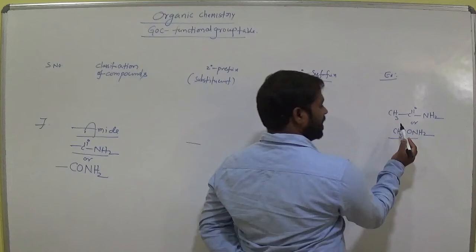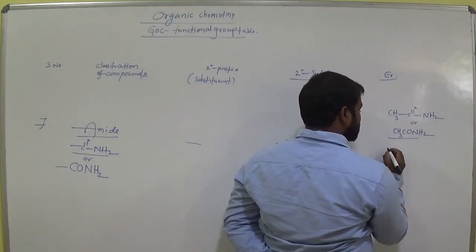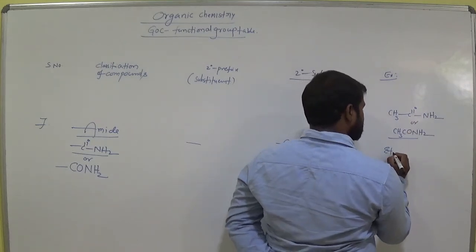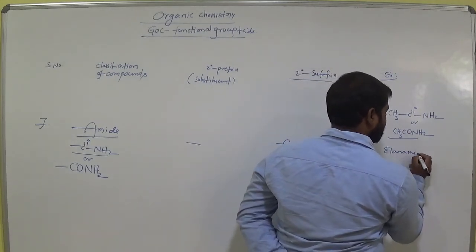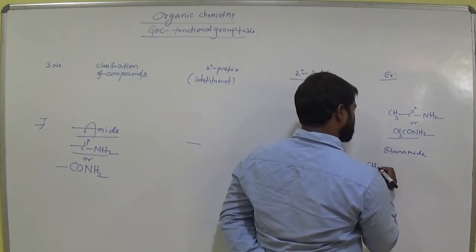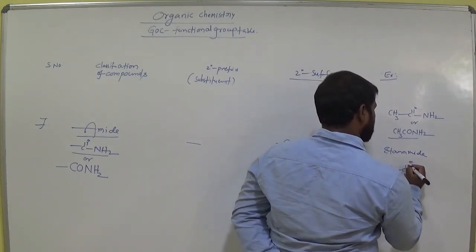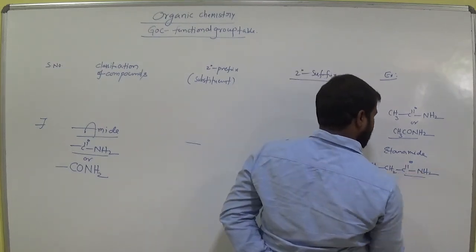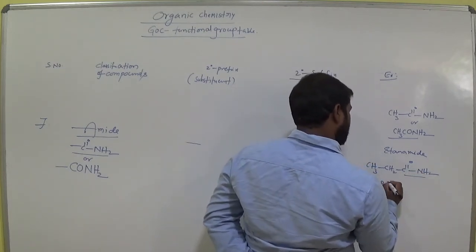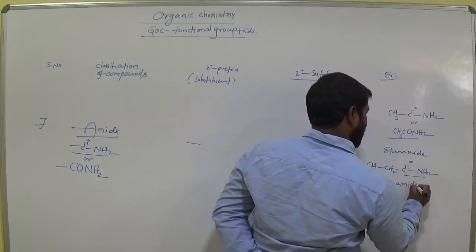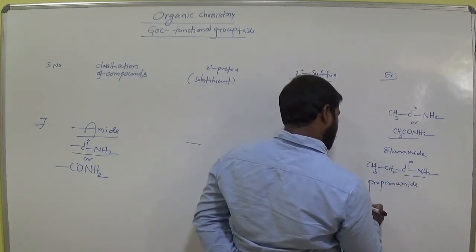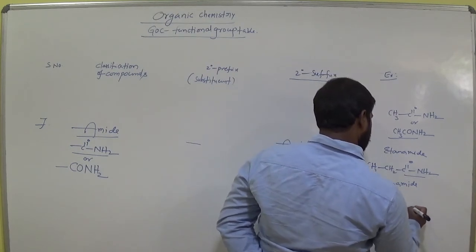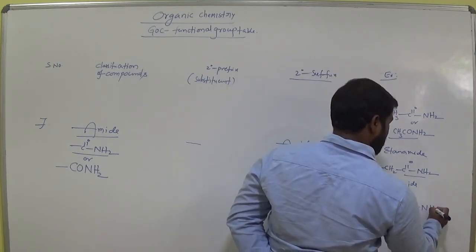Next, how many carbons are here? We have 1, 2 carbons here. So 2 carbon means eth. So amide group, so ethanamide. What about this one? CH3, CH2, C double bond O NH2. How many carbons? 3 carbons. Amide formation. So propanamide. Okay, clear? CH3, CH2, CCl, CO NH2. What about this one?